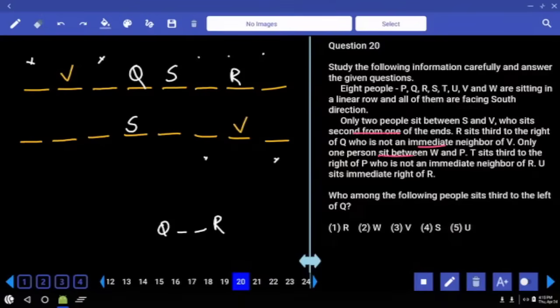Only 1 person between W and P. W and P, there must be exactly 1 person. And T sits third to the right of P. Now W is here and P is here, and 1, 2, 3, T will be here. Then what is the information left? P is not an immediate neighbor of R. U sits to the immediate right of R. U is facing south.